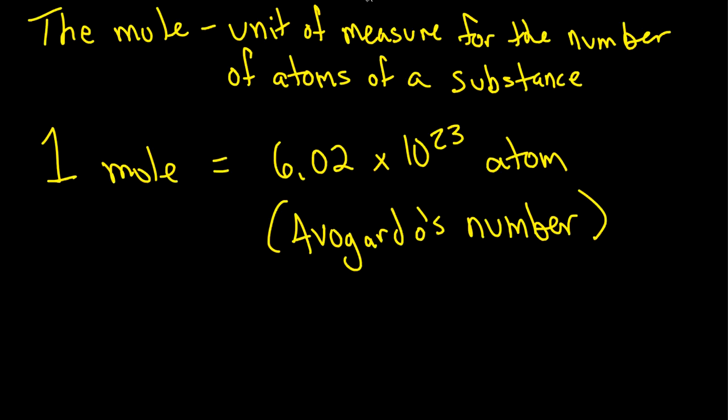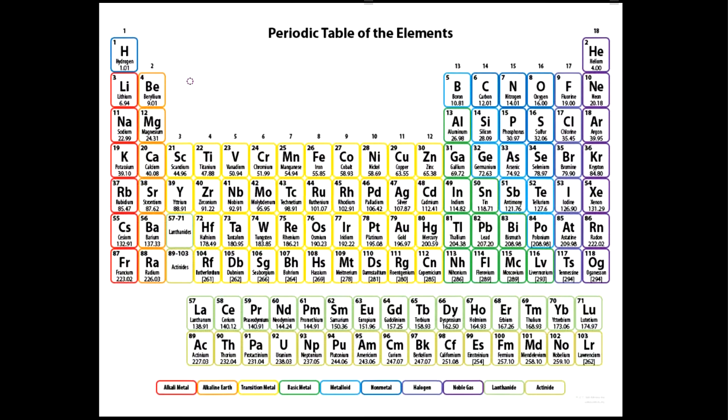In order to do that, it helps to have a periodic table. On the periodic table, you'll generally see two numbers, a whole number and a decimal number. The whole number is the atomic number. It tells us how many protons there are. The atomic mass number is the decimal number, and it tells us how many protons and neutrons there are in 1 mole. So for example, hydrogen has an atomic mass number of 1.01 grams.